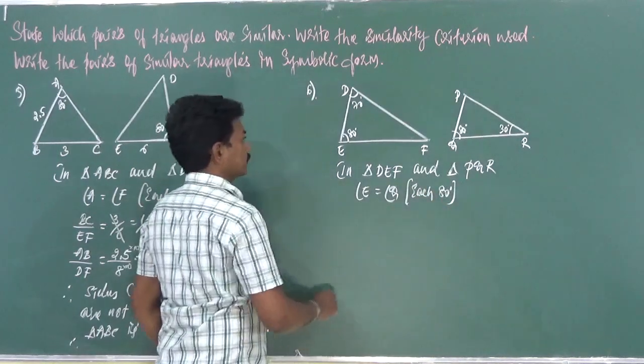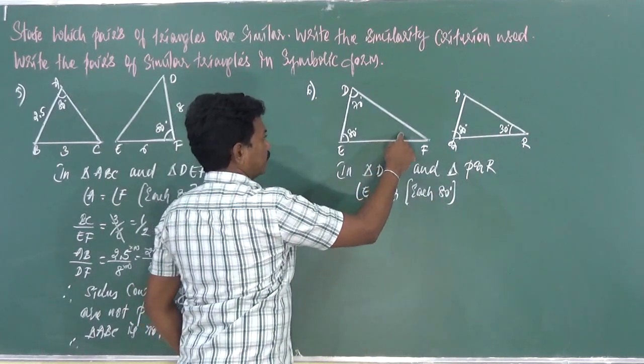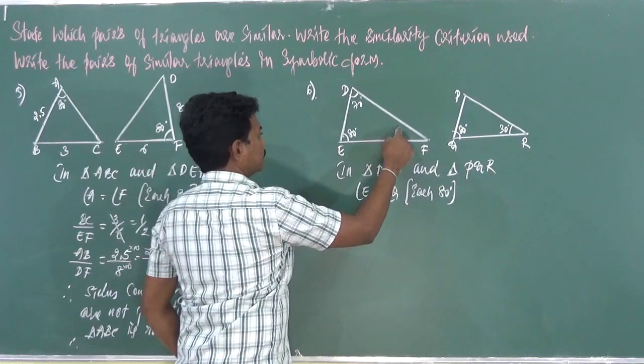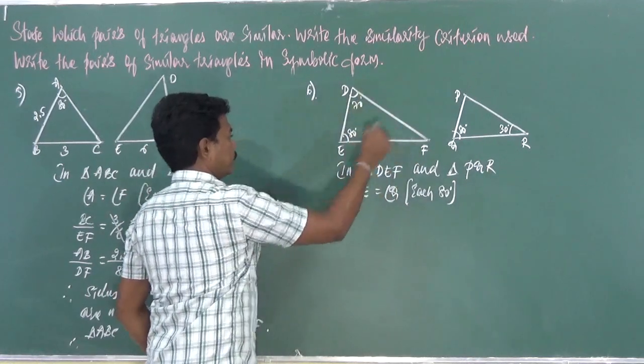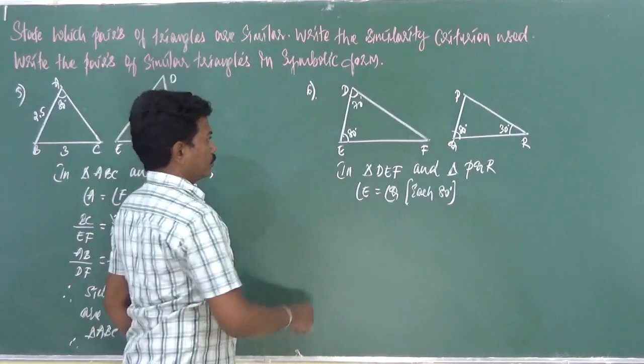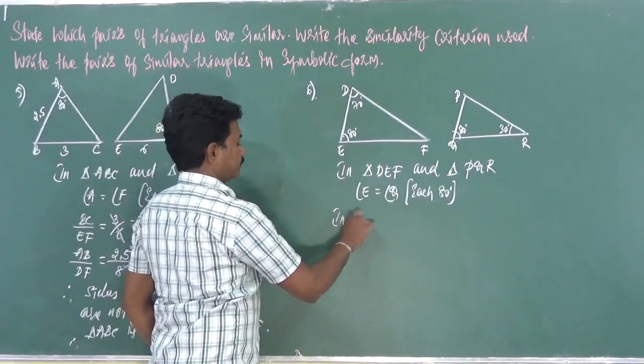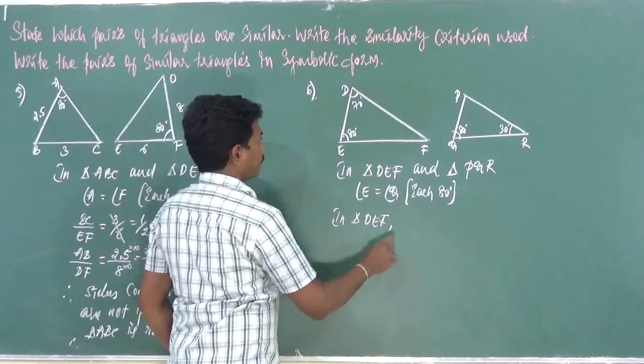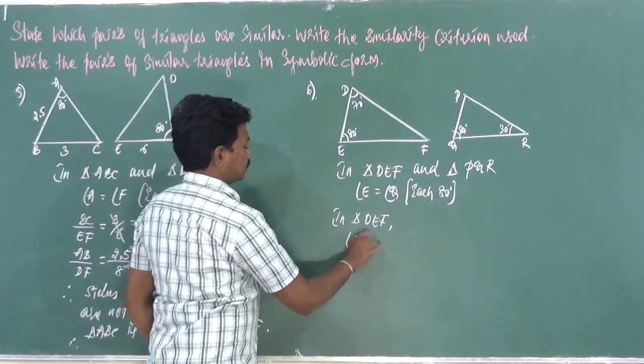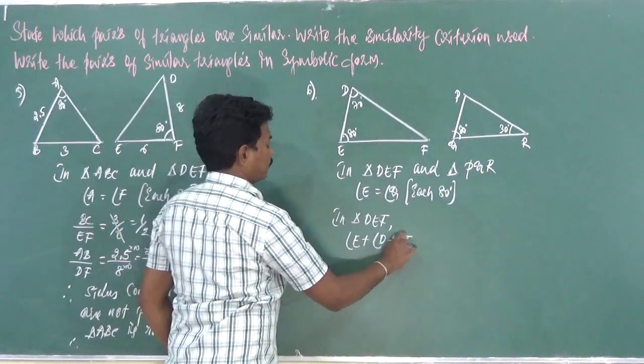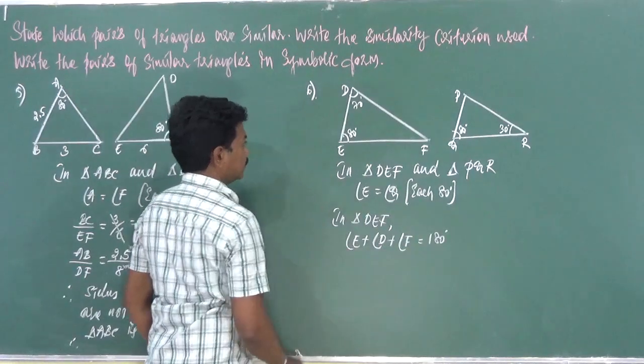So what we have to do is apply the angle sum property for triangle DEF. In triangle DEF, angle E plus angle D plus angle F is equal to 180 degrees.